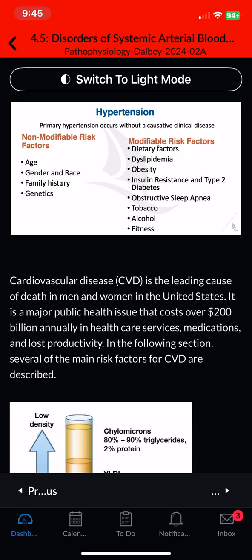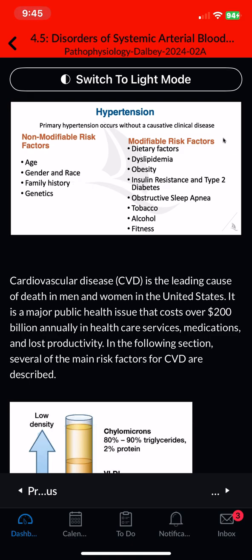Family history is another non-modifiable risk factor. The disease does seem to reoccur in families, but whether this is a genetic or environmental factor is very difficult to distinguish. And lastly, genetics can play a role. There have been different genes associated with high blood pressure.